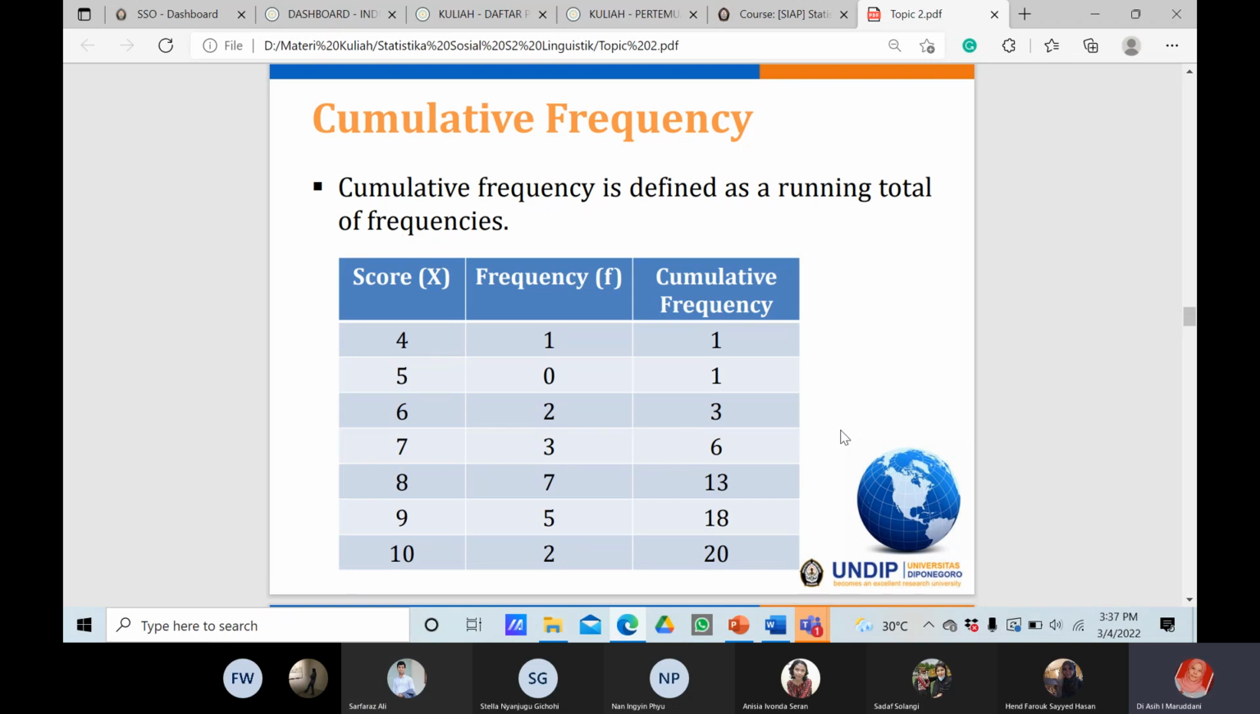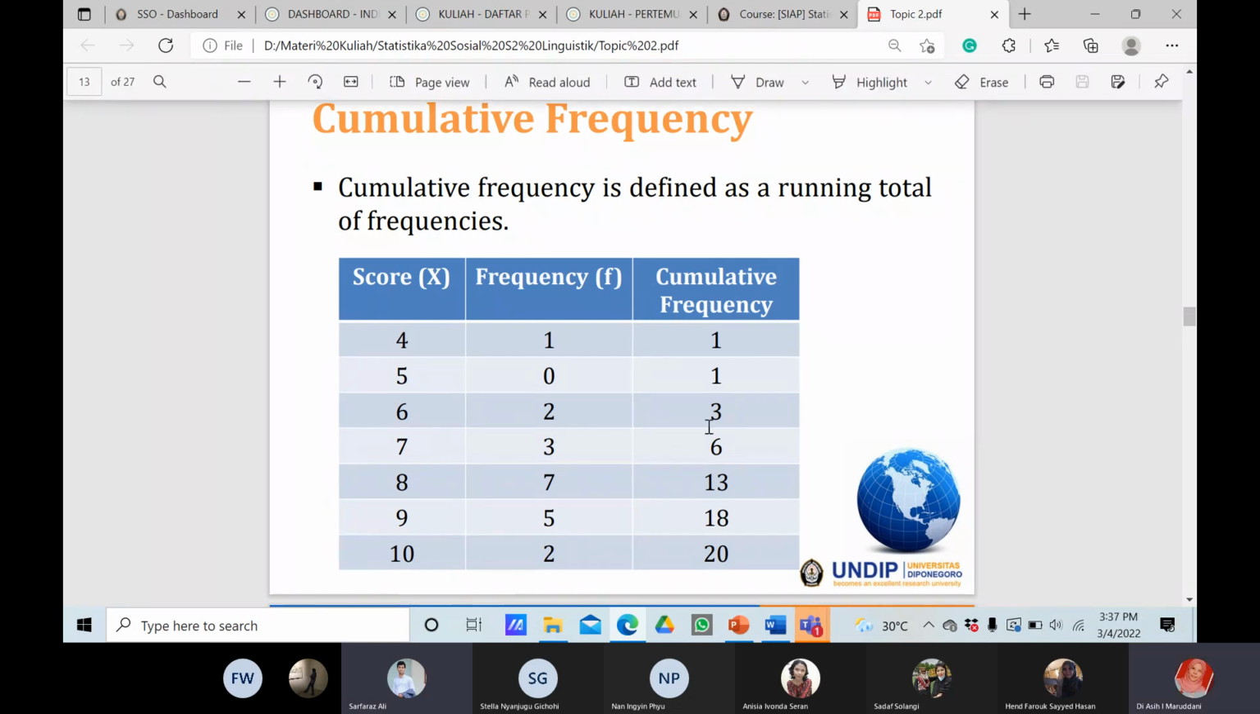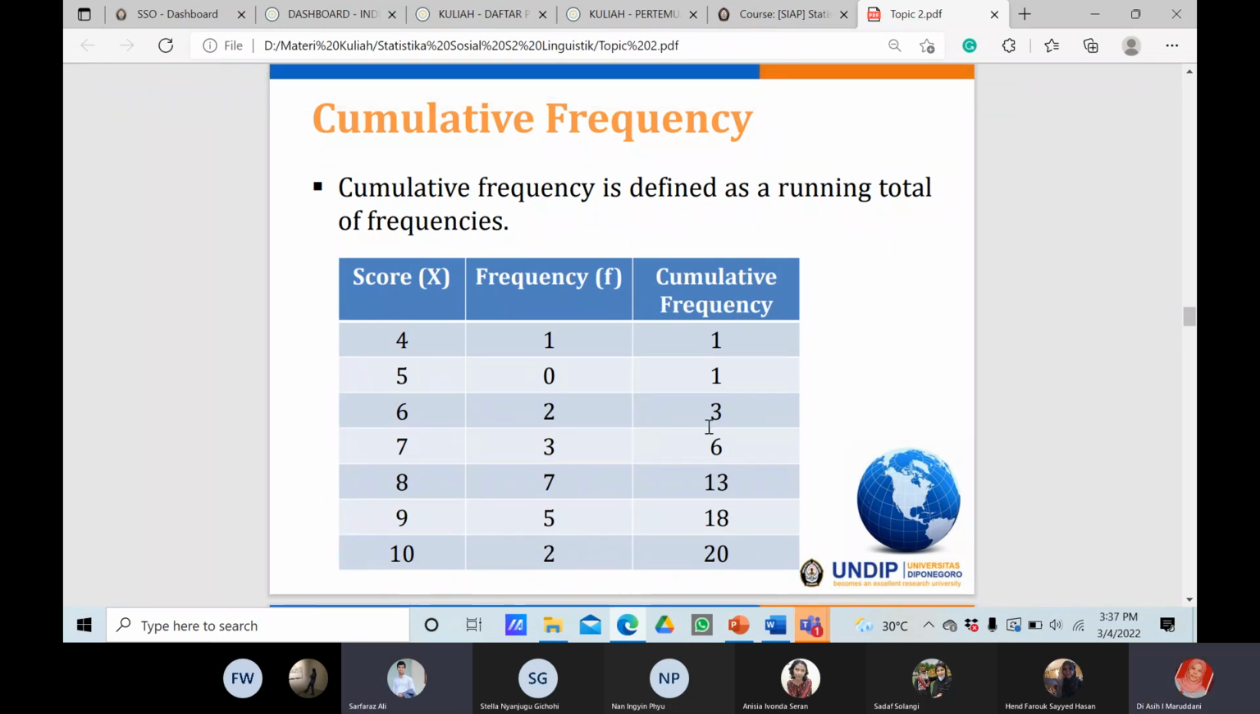I'm very sorry, I can't hear your voice. Maybe my connection is bad. Can you repeat your question? Is it clear now? Yes, ma'am, it's clear. I was asking about the frequency and cumulative frequency, and how both become different. I'm not getting how one reduces and the other goes high.